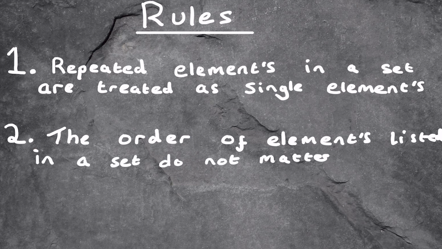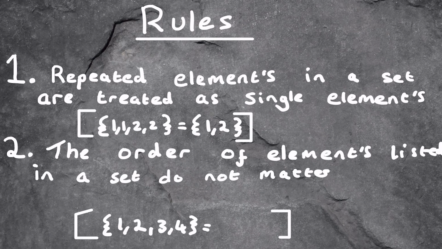Just for a better understanding of rule number 1, the reason why that's the case is because a set is a well-defined collection of objects and it doesn't matter whether something's repeated or not. At the end of the day, it's still well-defined.